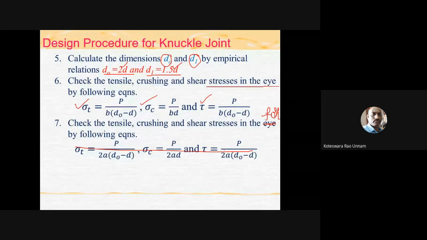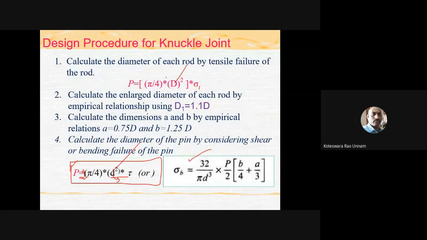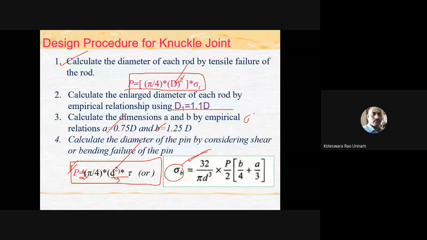What you have to do is first use this relation. First step is to calculate D and then D1, and then you need to pick the A and B values. Then you need to determine the diameter of the knuckle pin, and check the diameter of the knuckle pin. You need to check for the bending stress. The bending stress is sigma B, and you have to compare it with sigma T and sigma C. Because of bending, you have both positive and negative values, so you have to compare both.